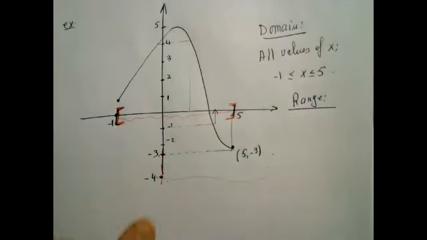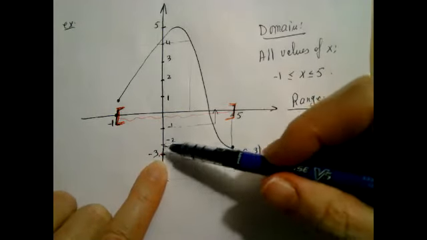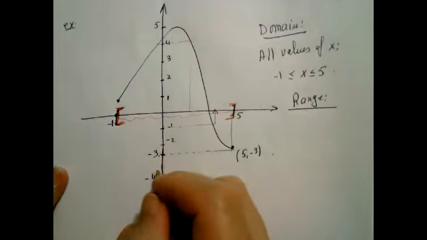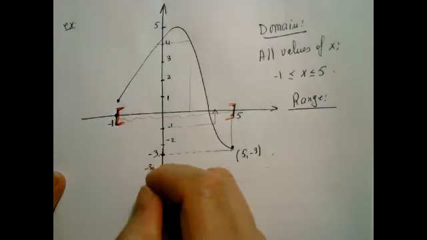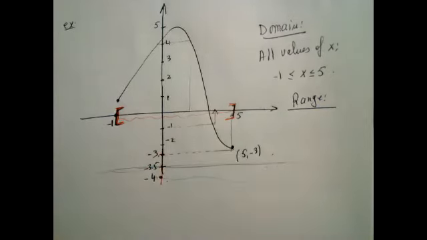So we go through the list. -3 is in the range. What about -3.5? Is it in the range? It means, can you find an x value? No? Okay, Katie told me -3.5 is not in the range. She's absolutely correct. There is nothing that gives me -3.5.